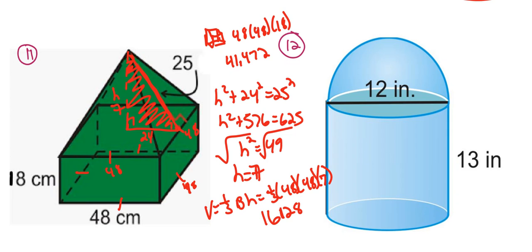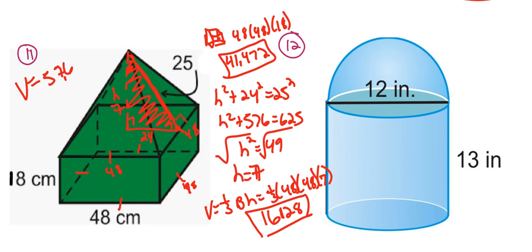All right. And then you would add these two answers together to get your final answer. So the volume is a combination of 41,472 and 16,128. Final answer.